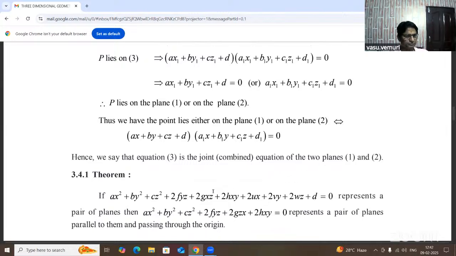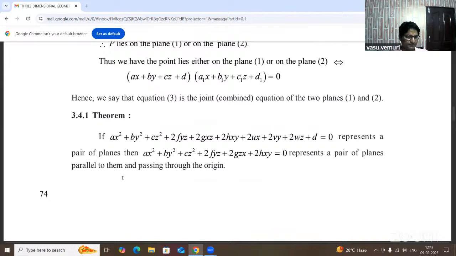Okay, students, listen carefully. This problem on the joint plane equation is very important in the final examination.